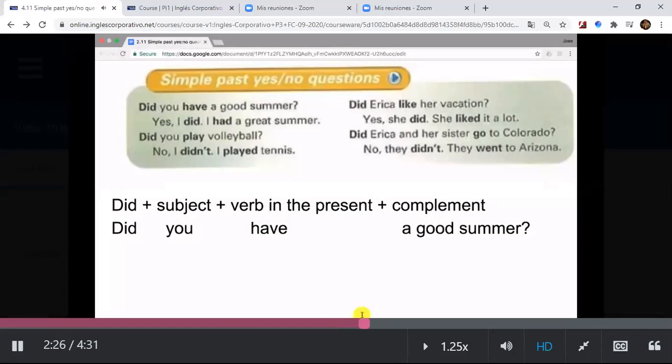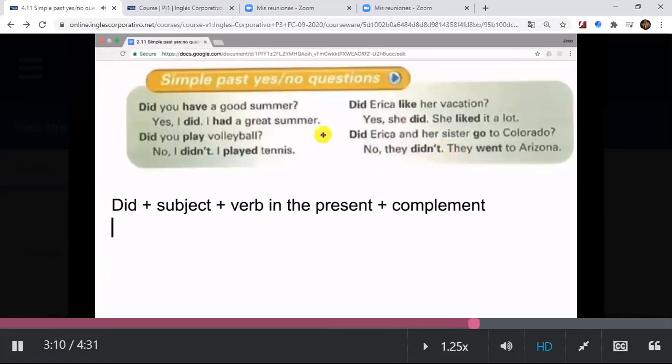To answer this question, we can answer either positively by saying, yes, I did, or negatively by saying, no, I didn't. In our example, we can see that the question was answered positively, yes, I did. Then extra information is given, I had a great summer. Notice that the verb now changed to the past tense. Have turned into had.